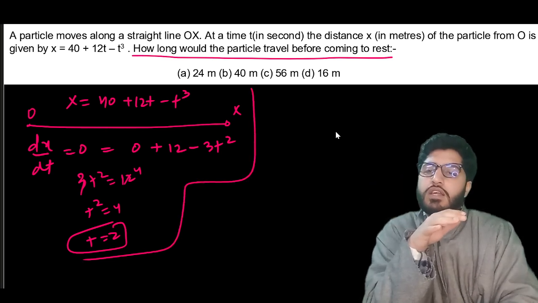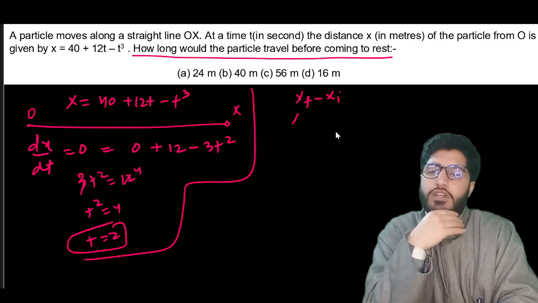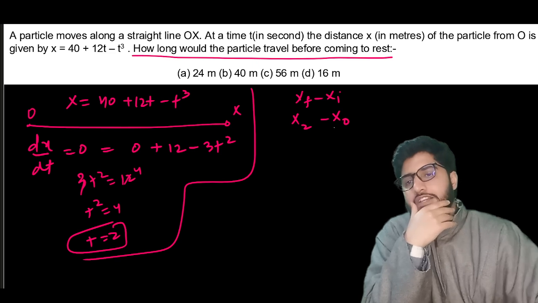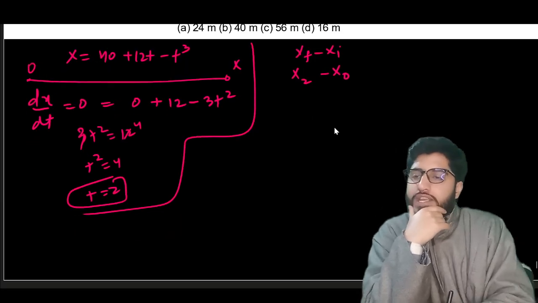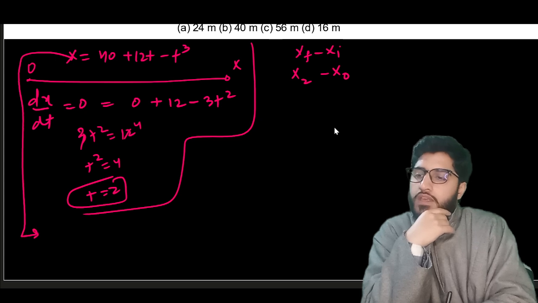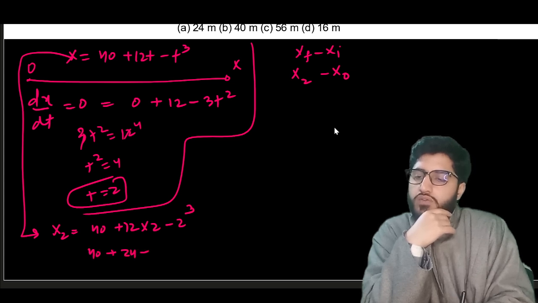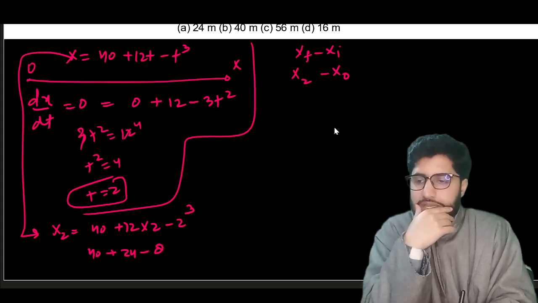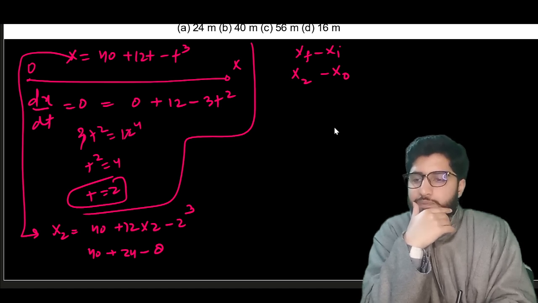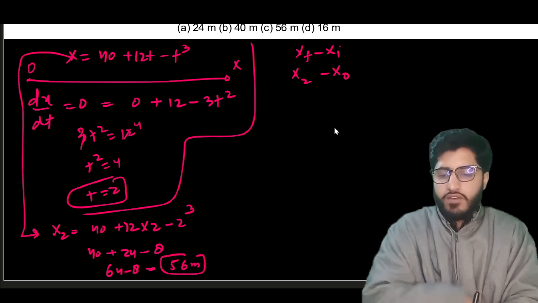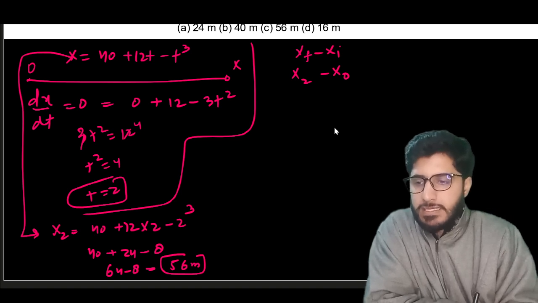So can I write final minus initial? Final means at 2, initial means at 0. So we have the equation by which I can get it. x at 2 is 40 plus 12 into 2 minus 2 cube, 40 plus 24 is 64, minus 8, 56. So we have now here 56 meters, right?